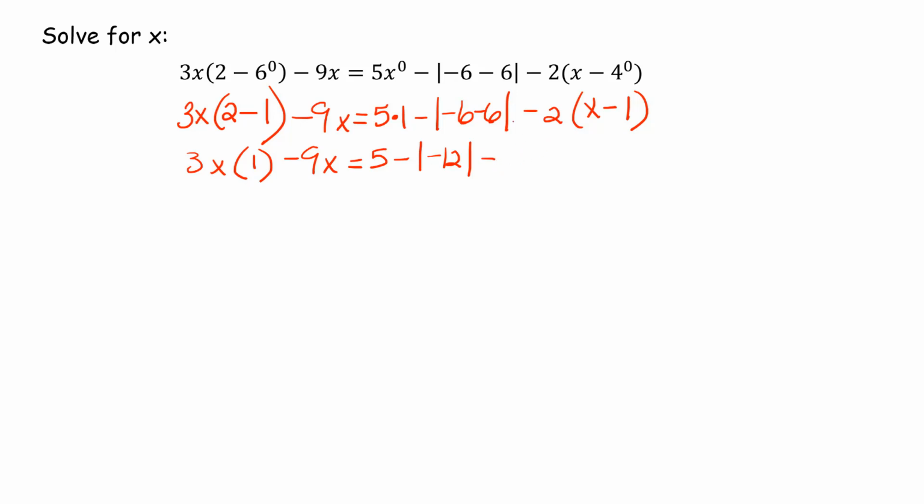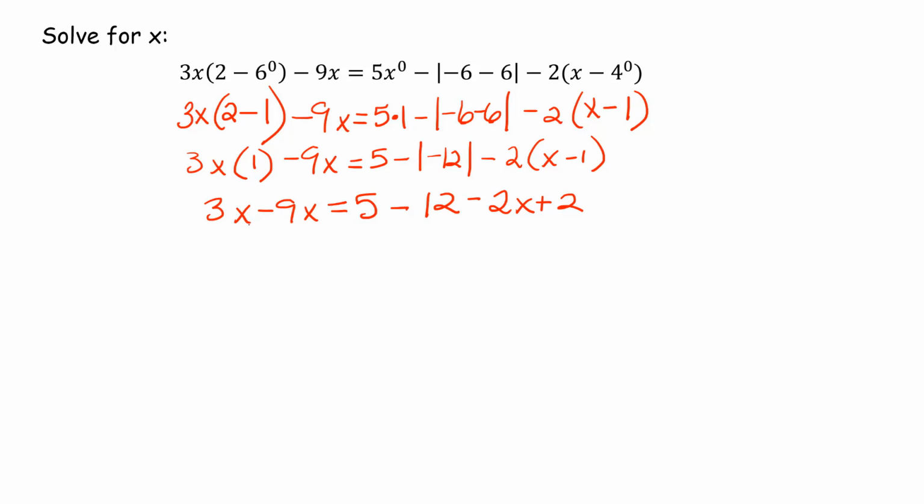And then over here, I can't do anything to the things in the parentheses because they're not like terms. So I'm just going to leave that the way it is for now because now I'm going to go back and do my multiplication. 3x times 1 is 3x. And then you've got minus 9x. And then you have a 5 minus the absolute value of negative 12, which is 12. So 12. And then I'm going to use the distributive property on this last parentheses here. So minus 2 times x, and then negative 2 times negative 1 is positive 2.